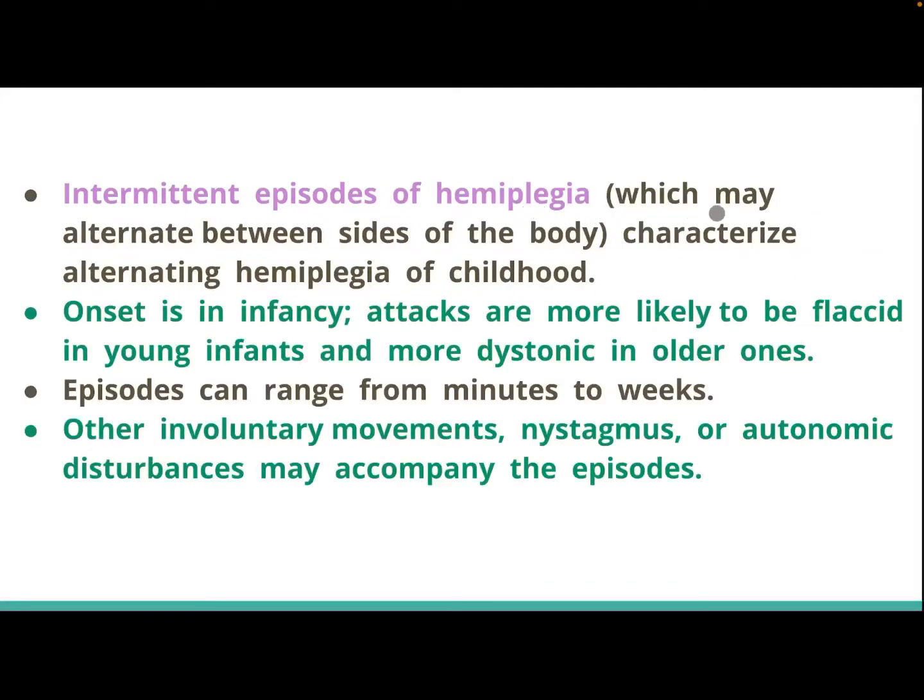Intermittent episodes of hemiplegia, which may alternate between sides of the body, characterize alternating hemiplegia of childhood. Onset is in infancy. Attacks are more likely to be flaccid in a young infant and more dystonic in an older one. Episodes can range from minutes to weeks. Other involuntary movements, nystagmus, or autonomic disturbance may accompany the episode.